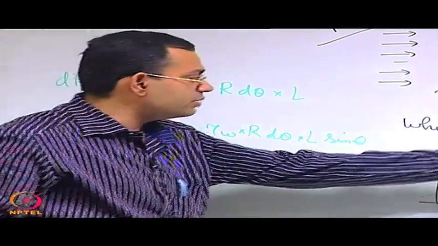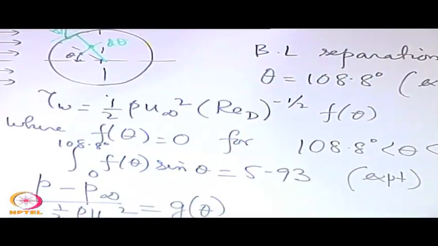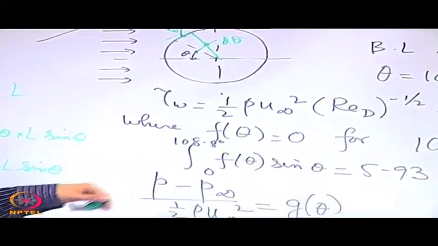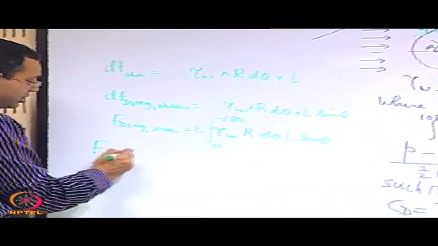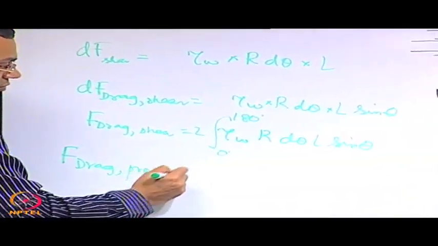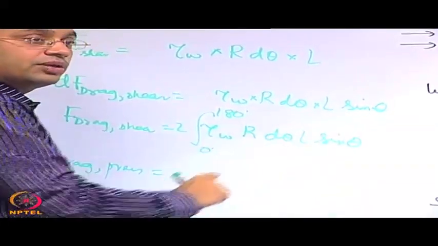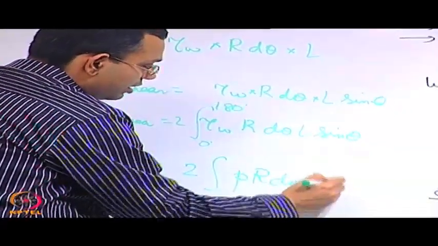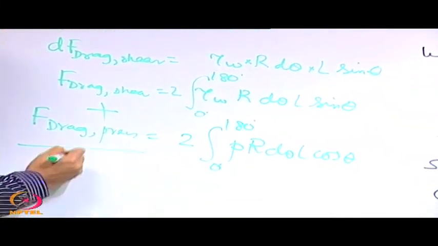Tau wall you know as a function of theta, and so you substitute that. So tau wall is equal to this into f theta. F theta sin theta d theta integral is already given to you. So you can substitute that here, it becomes a very simple calculation. Similarly, what will be F drag due to pressure? In place of tau wall, the effect will be because of P, and sin theta will become cos theta. So 2 integral P r d theta L cos theta from 0 to 180 degree. So the total drag is the sum of these two, that is the total drag.